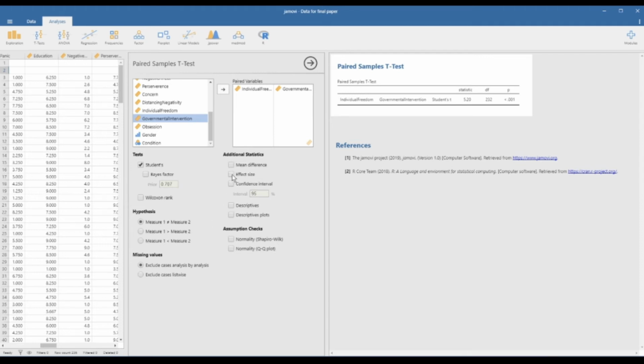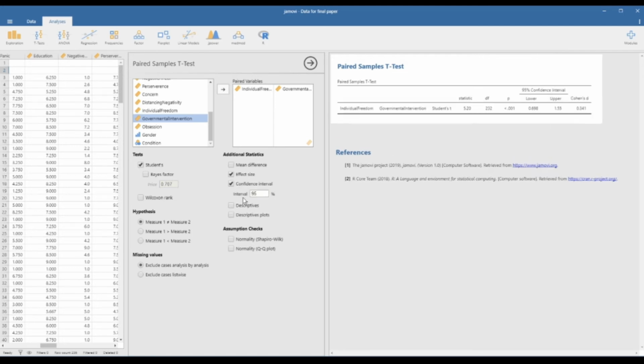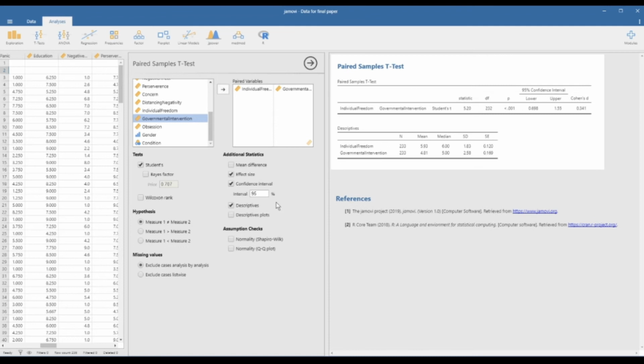We also want to ask for a measure of effect size. That's going to give us Cohen's d, or the number of standard deviations that those two means are apart from each other. We want to know the confidence interval. So the 95% confidence interval, and we're always going to use 95%, at least the vast majority of the time, in which we are 95% confident that the real mean difference in the population is going to fall somewhere in that interval. And then we want to ask for the descriptive statistics. This will give us our mean and our standard deviation for that effect.